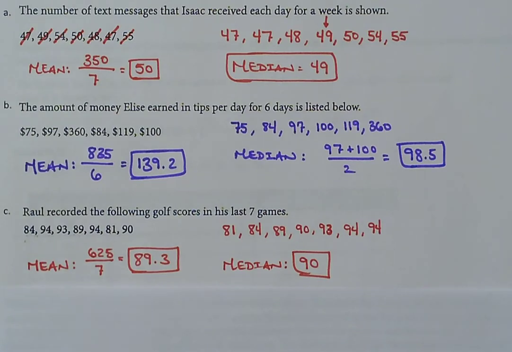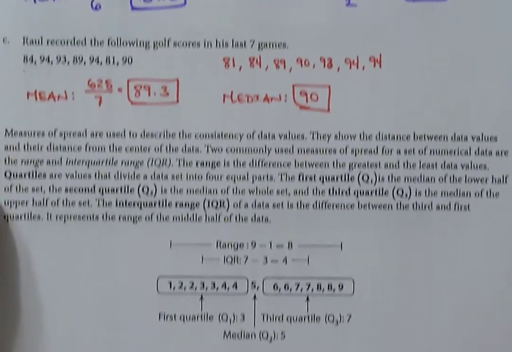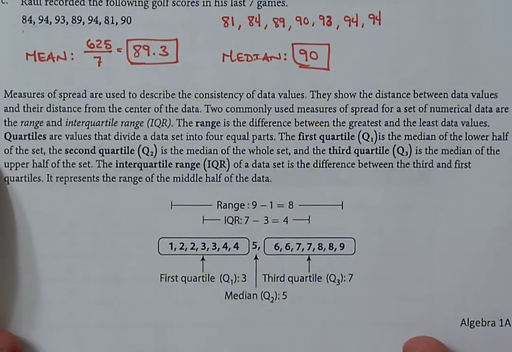Alright, so that accomplishes our first learning goal on finding the mean and the median. Our next part is we're going to talk about the first and third quartiles, and then we're going to talk about the IQR. So let's go ahead and move this on up and talk about what all of that means.